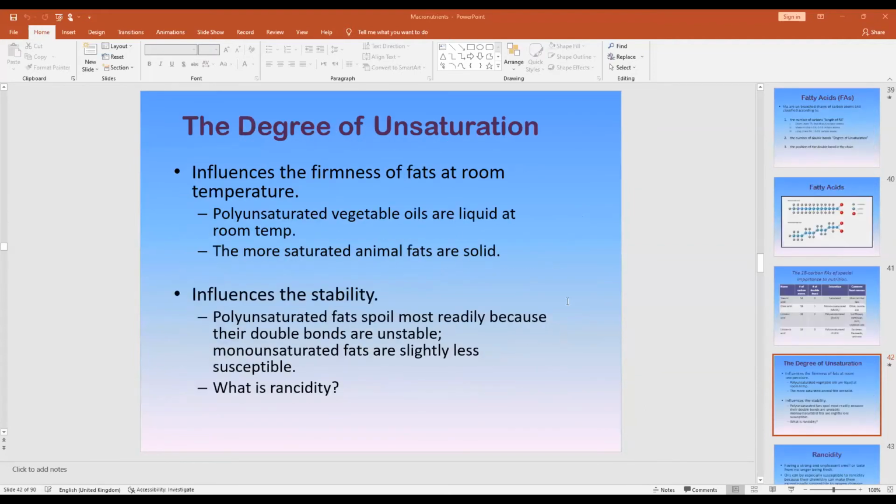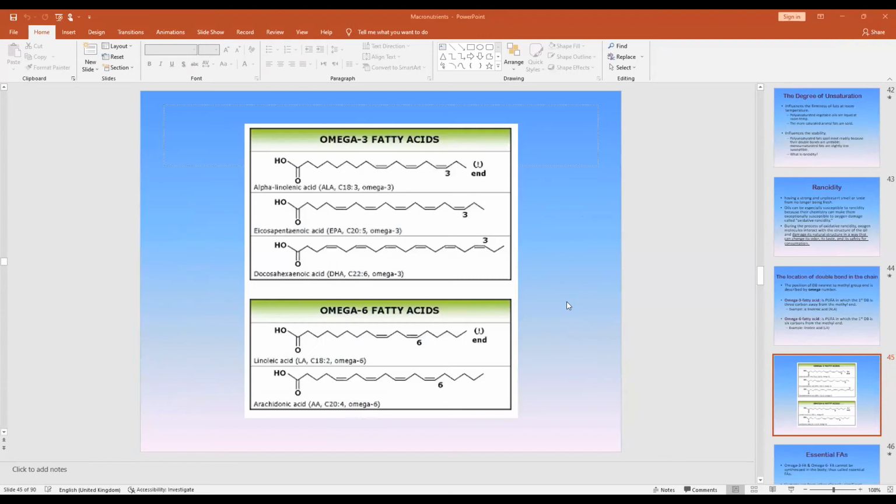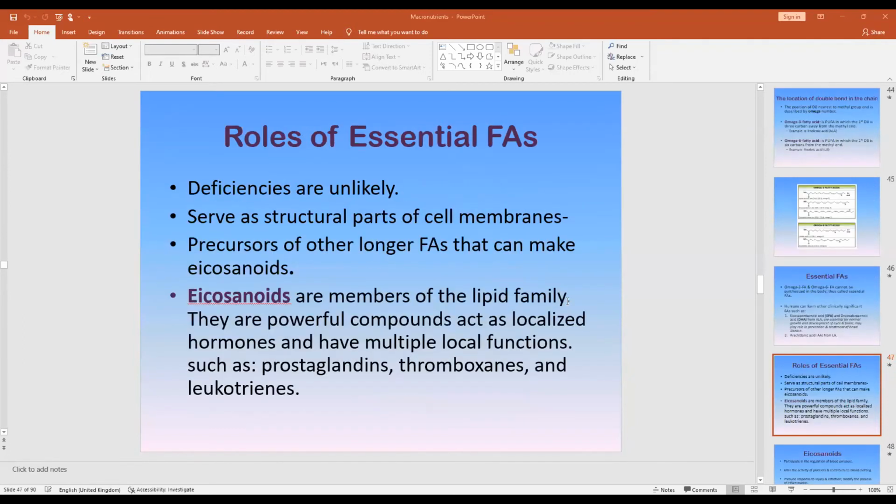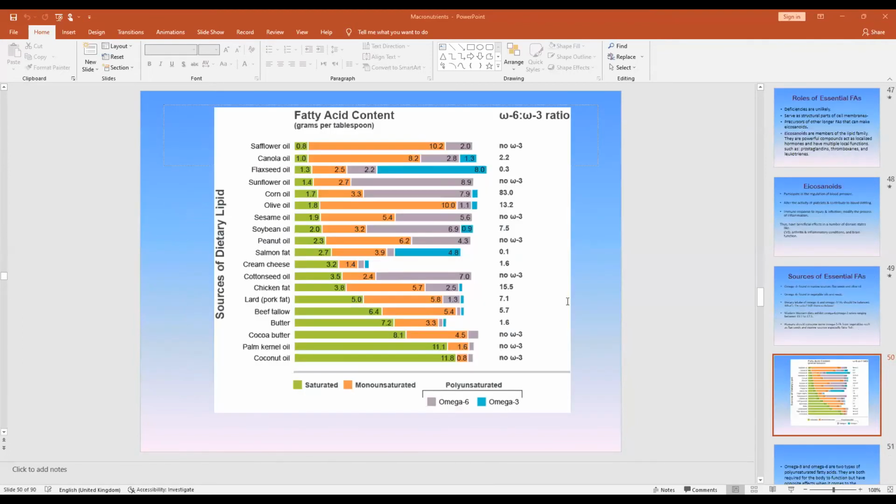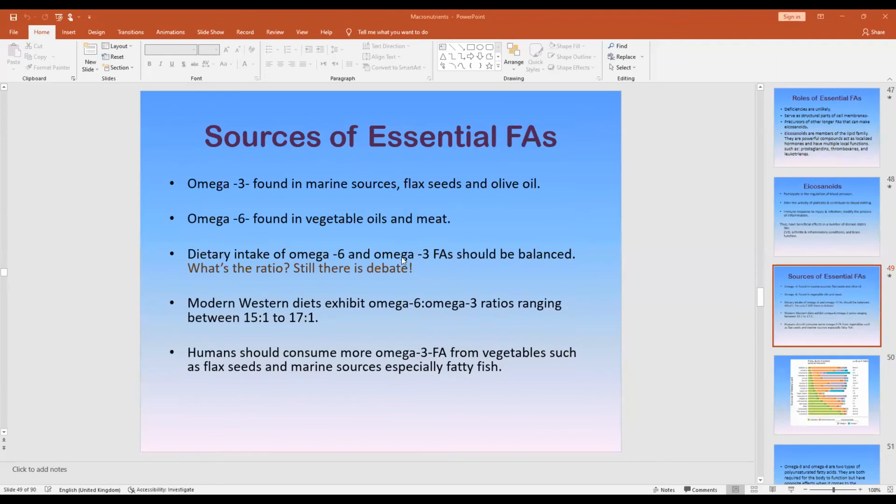Now we're talking about the location and essential fatty acids. We spoke about the eicosanoids, how they are very important, and the sources. They are usually marine sources for the omega-3, and omega-6 is found in vegetable oils and meats. Now, the dietary intake of omega-6 and omega-3 fatty acids should be balanced. What do we mean by balanced? The ratio, there is still a debate between the ratio of omega-6 and omega-3.